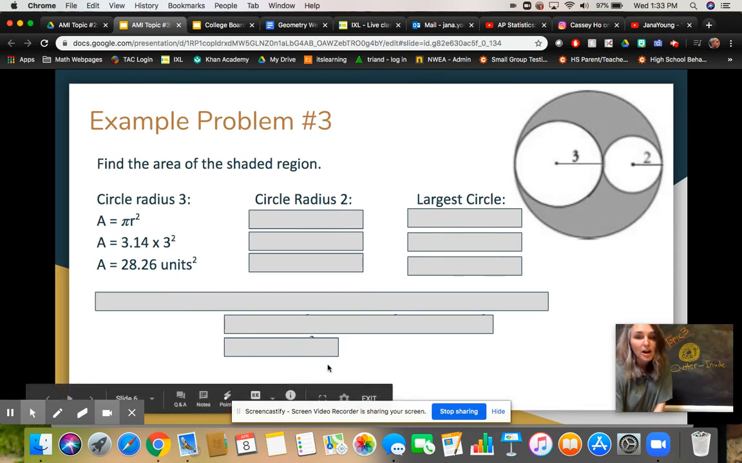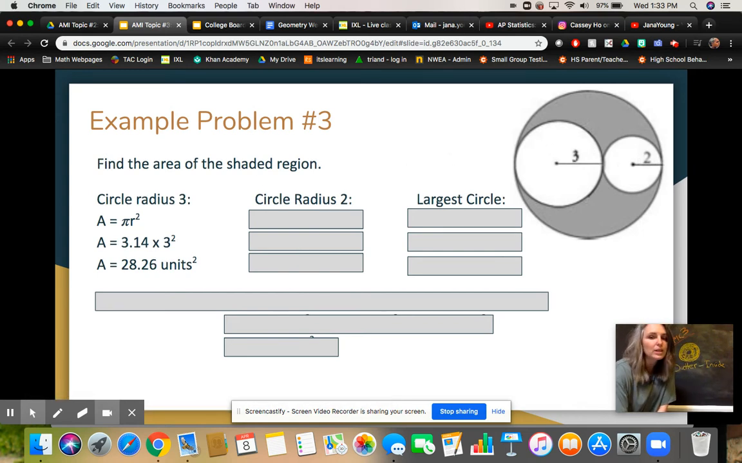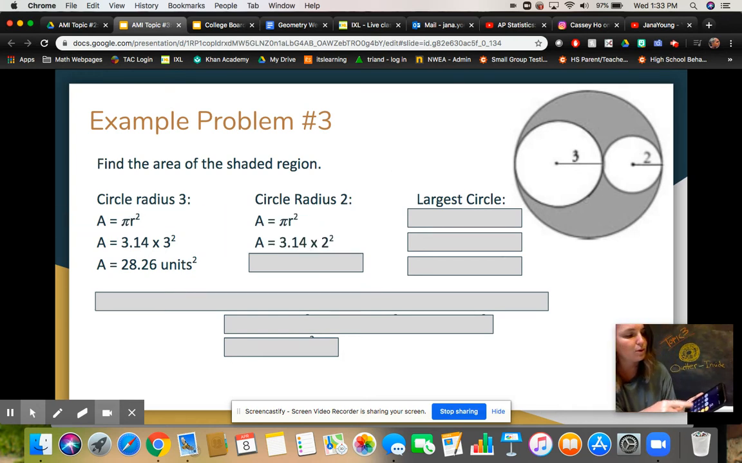Okay? All right, so circle radius 2. I said that was super easy last time. Really, it is easy. So let's try again. Pi r squared. R is 2. So 3.14, and this time I'll make sure I start with 0. 3.14 times 2 times 2 is 12.56.